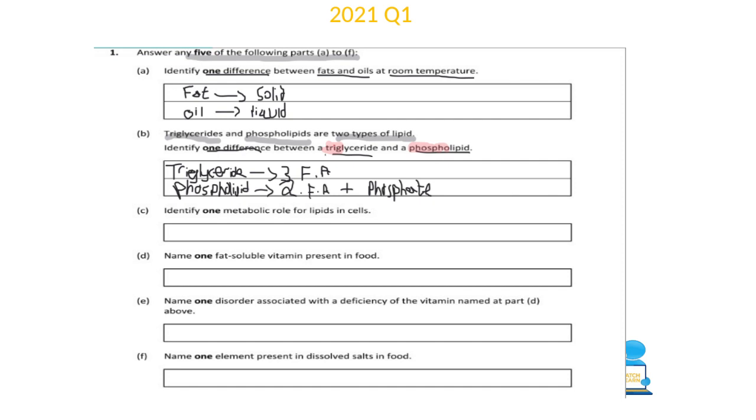Identify one metabolic role for lipids in cells. Again, that word metabolic is coming up. So this is one way in which a lipid is playing a role in metabolism, is playing a role in some sort of bodily process. So lipids, we know we would take in for energy. So our metabolic role for lipids is energy release. And that's, of course, going to play a role in respiration. So energy release.